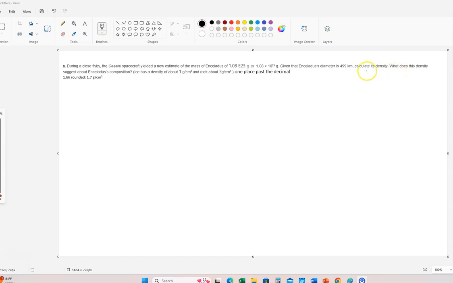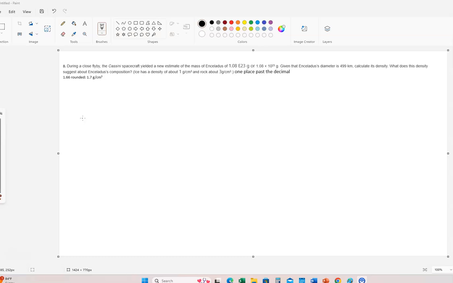What is the density? What does this density suggest about Enceladus's composition? So remember, ice has a density of about 1, and rock about 3 grams per cubic centimeter. All right. So this is the answer. It turns out to be, rounded to one place past the decimal, 1.7 grams per cubic centimeter. All right. So let's see how to get that.